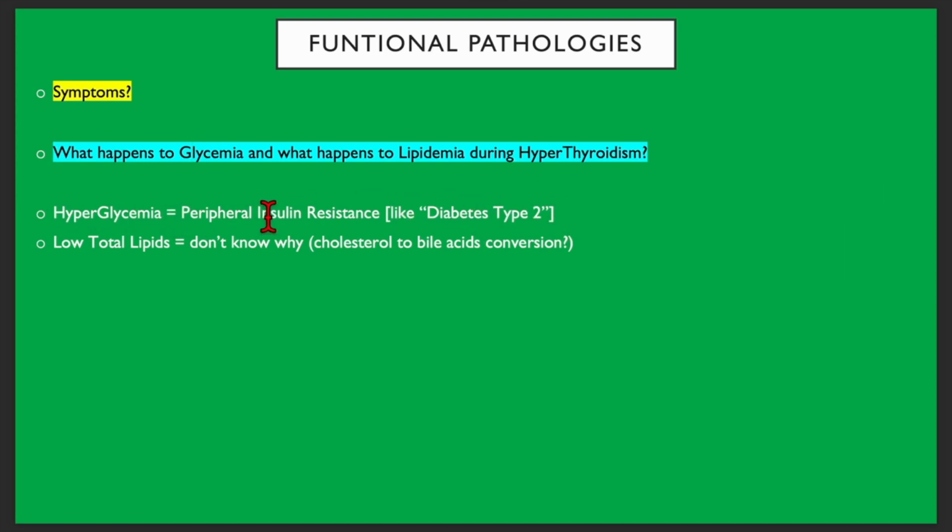It's peripheral insulin resistance, so the glucose is not getting broken down. What gets broken down is the fat, right? So that's why you lose weight. You have hyperglycemia in your blood and the total lipids are low. We don't know the exact mechanism. Maybe it's due to cholesterol converting to bile acids. We just know that there is hyperglycemia and low total lipids in hyperthyroidism. So the lipids are getting used, you lose weight because the lipids are getting used, and you have hyperglycemia in your blood.